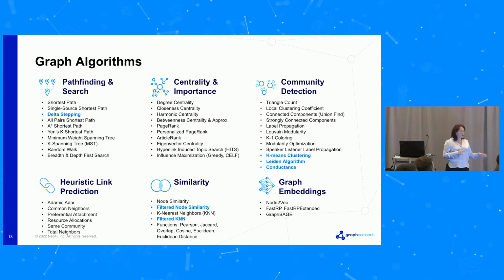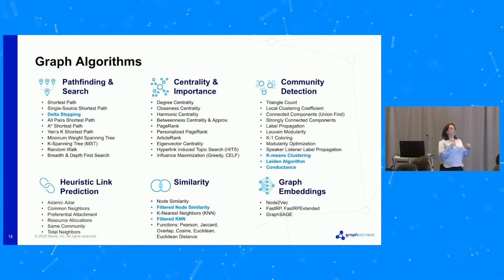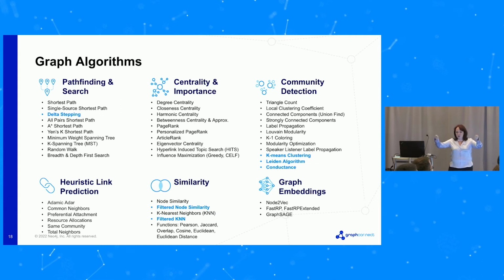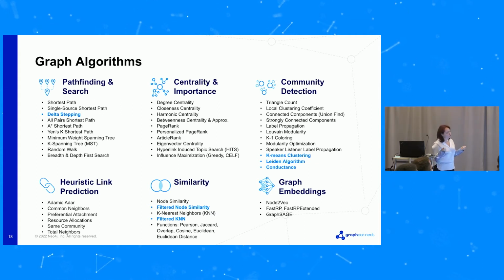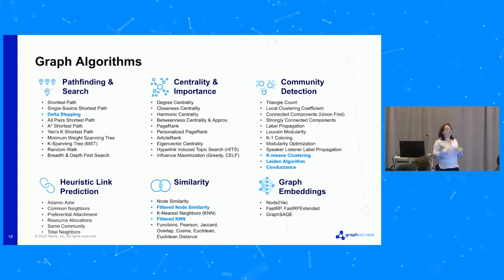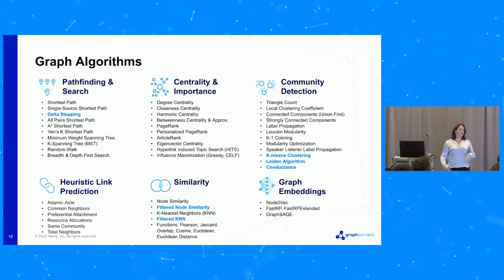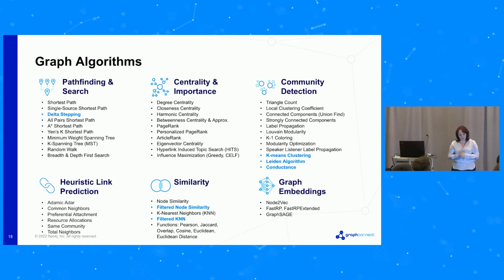We have heuristic link prediction algorithms, which are different from the link prediction we'll talk about later. This is rule-based. So basically, I have 2 nodes. Should there be a relationship between them based on how many neighbors they have in common, or whether they're in the same community? And these are often a quick way of figuring out things like triadic closure.